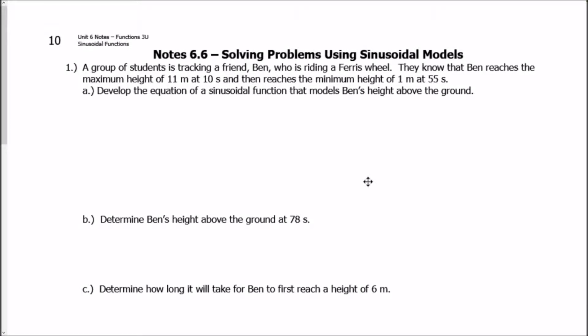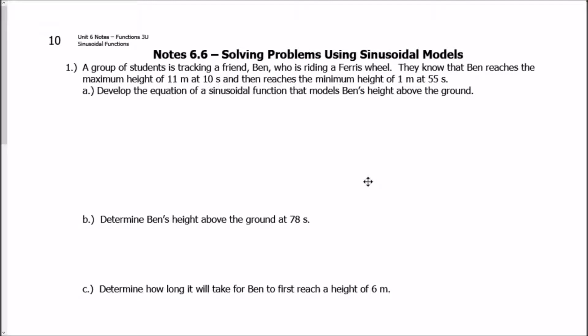Hi everyone. Notes 6.6 are on problem solving using sinusoidal models. Question number 1 says that a group of students is tracking a friend Ben who is riding a Ferris wheel. They know that Ben reaches the maximum height of 11 meters at 10 seconds and then reaches the minimum height of 1 meter at 55 seconds.